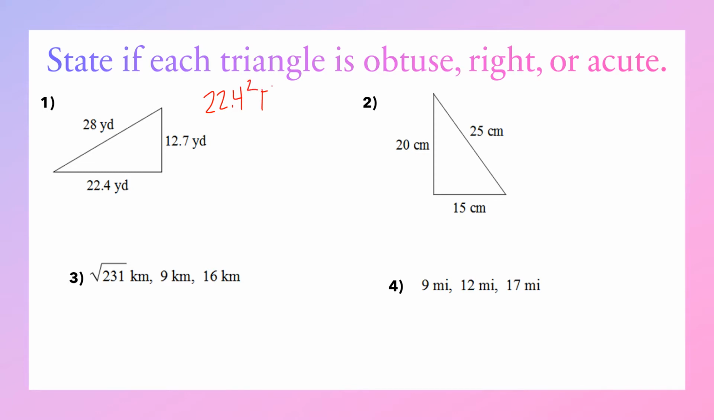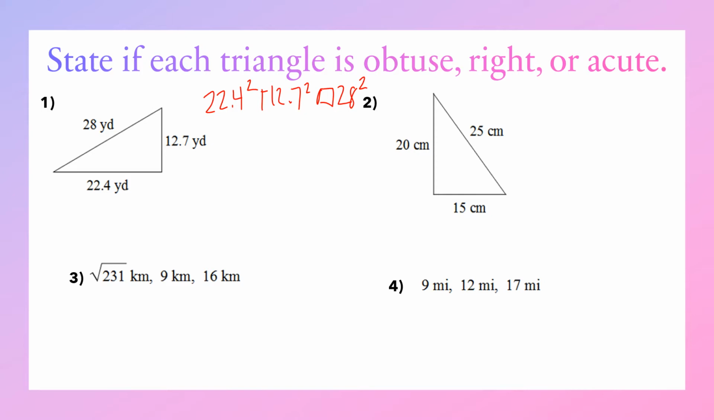22.4 squared plus 12.7 squared. And I'm going to put a box in between these to show that I either need to put a less than sign, a greater than sign, or an equal to sign to tell if it's obtuse, right, or acute.